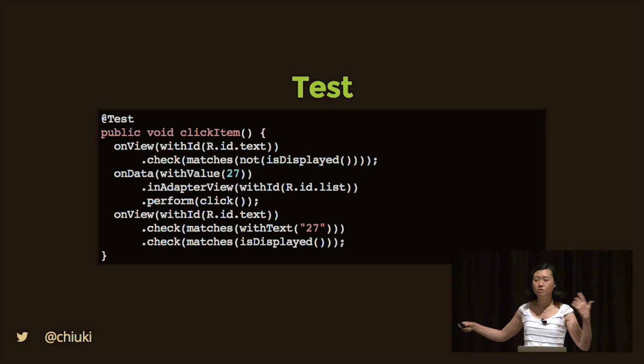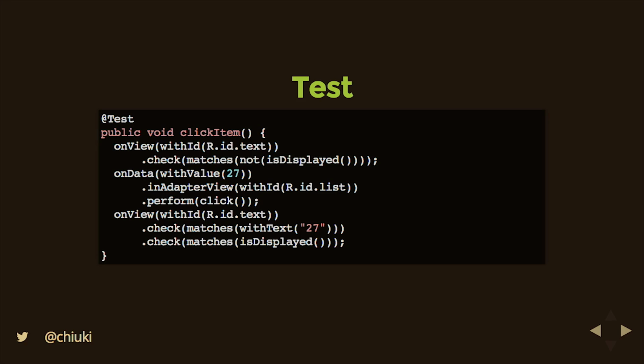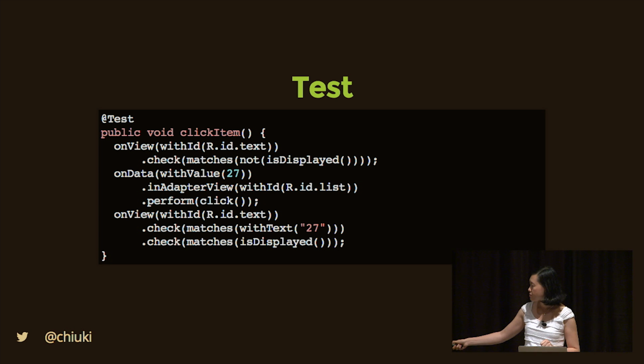Okay, so it's very similar to what we did earlier with not enabled, not isEnabled. Next, we're going to use onData with a value of 27 to pinpoint that particular item in this particular adapter view, in case there are multiple of them, and then we'll perform click on it. Once we are there, we repeat what we did earlier, except this time we actually want to make sure that it has the proper text and it is displayed. So far, everything looks pretty good.